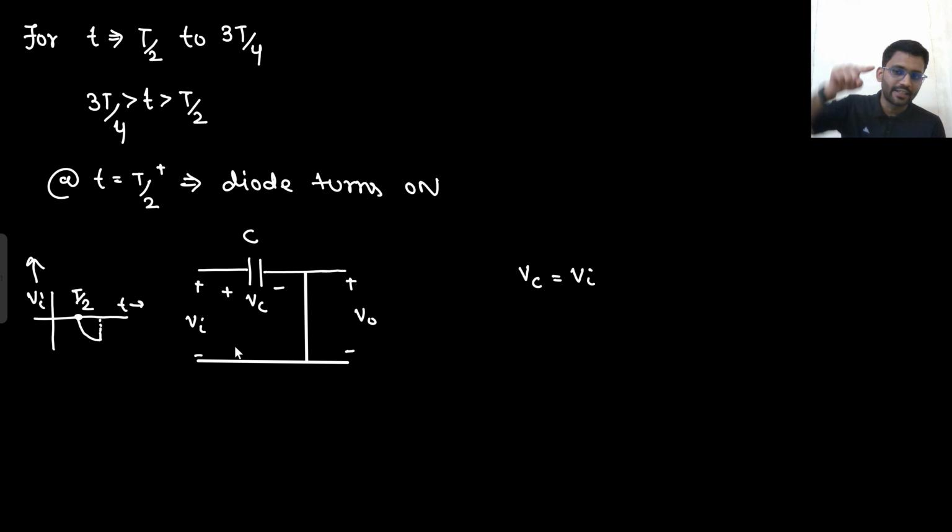So negative voltage is there, that means the current will be flowing like this. So the capacitor will be charged in this direction, in the negative direction. Are you getting this point? Did you understand this point?